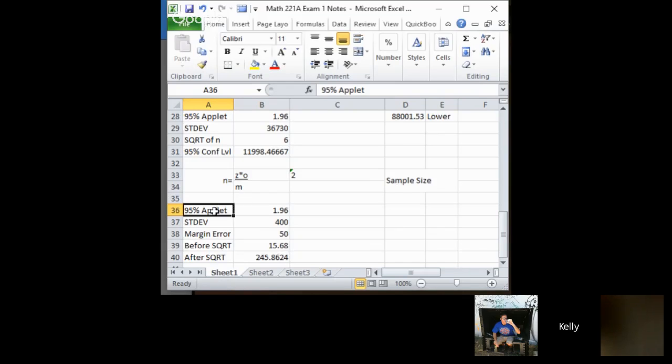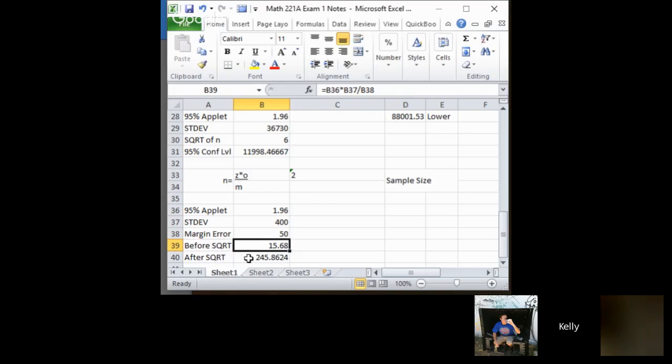Yep. Okay, so like I said, I just labeled it 95 applet. You just got to find the right z-score. So this is the z-score for 95%. We have the standard deviation. We have the margin of error. So what I do is I put in the equation of the applet multiplied by the standard deviation divided by the margin of error, which gives me the 1568.